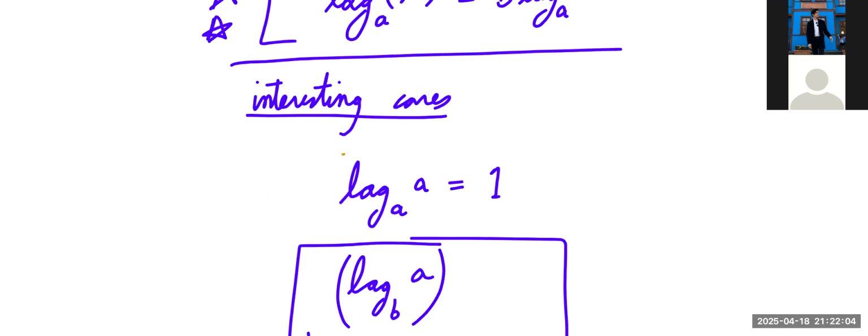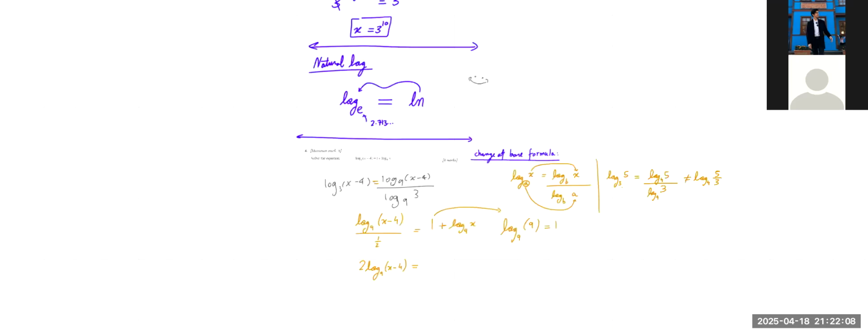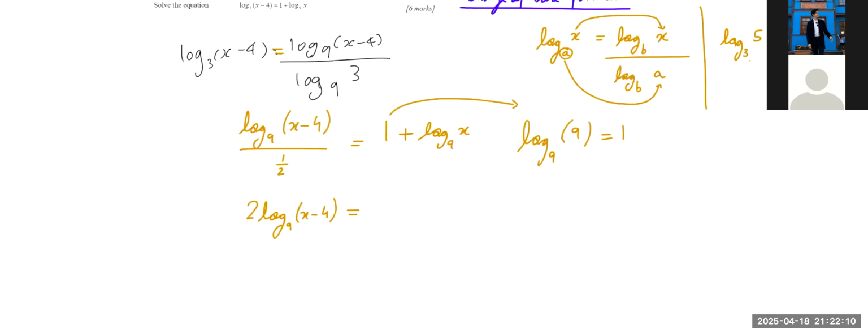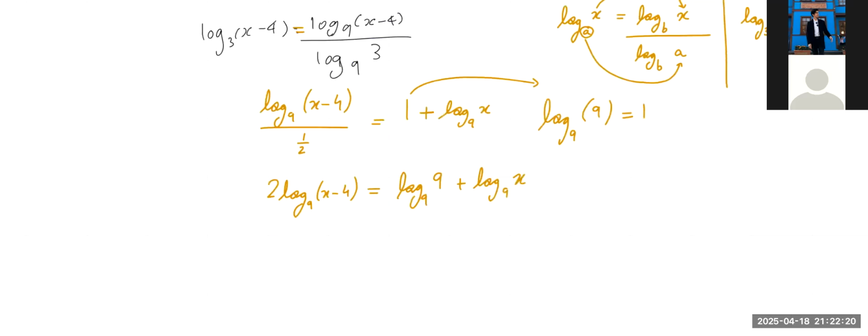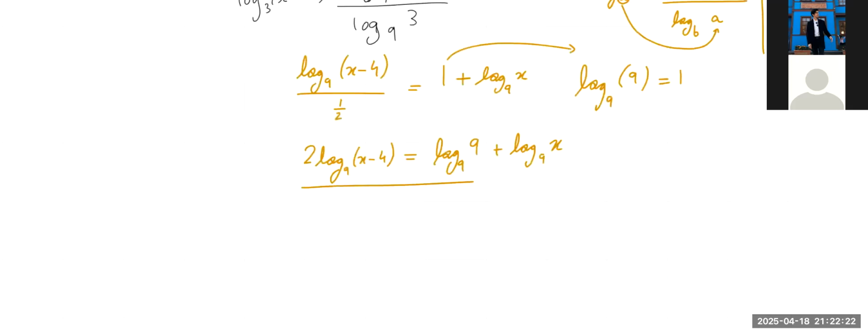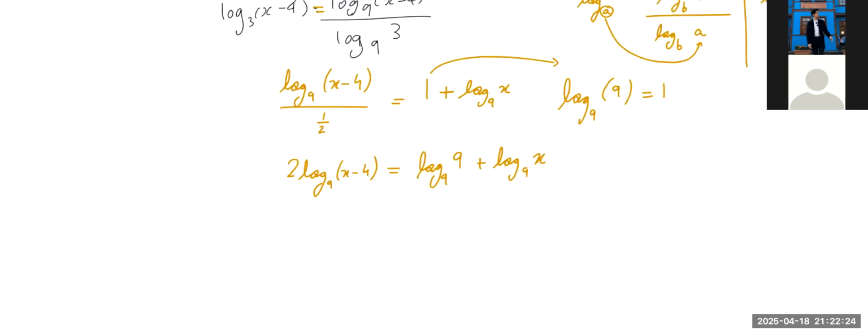Log A of A will always be equal to 1. So you can always replace 1 with log 9 of 9, or log A of A essentially. So 1 is in fact a log. 1 is everything. It is a divine number. Anyways, so you have a bunch of log bases of 9, right?